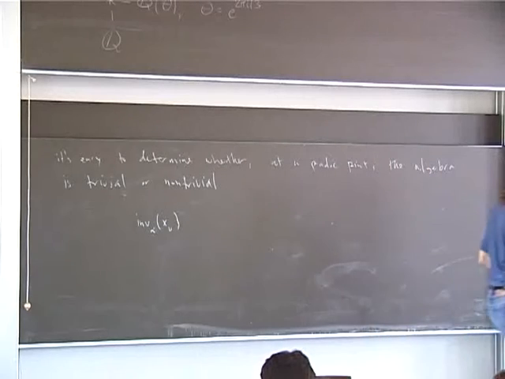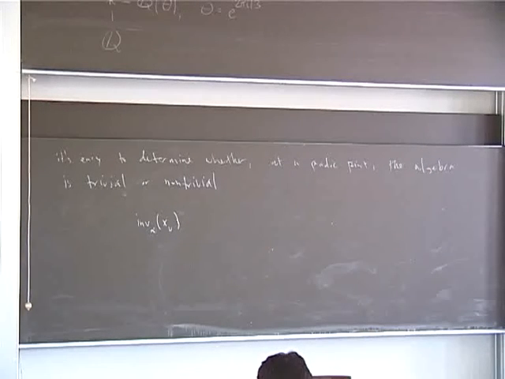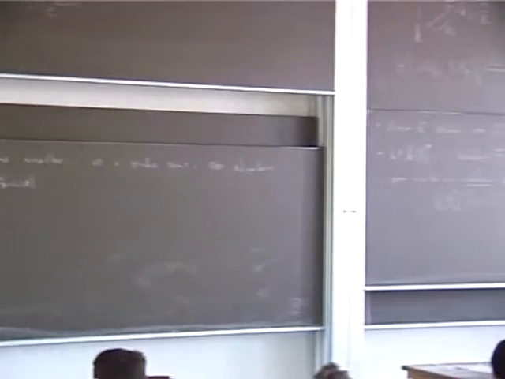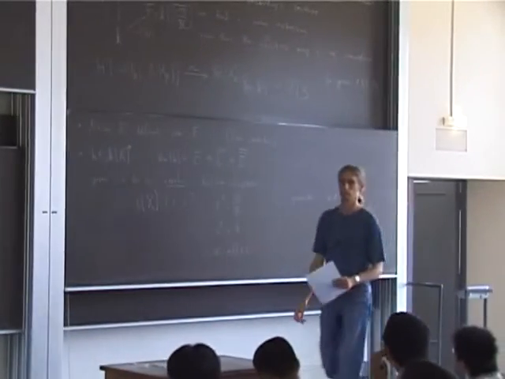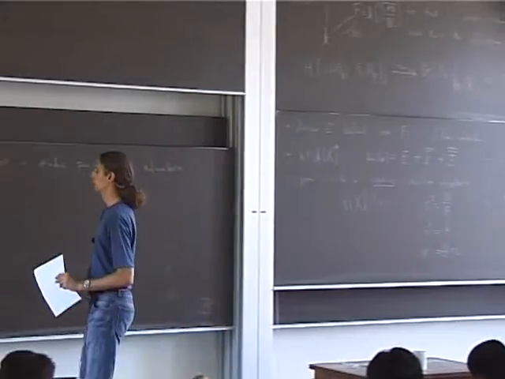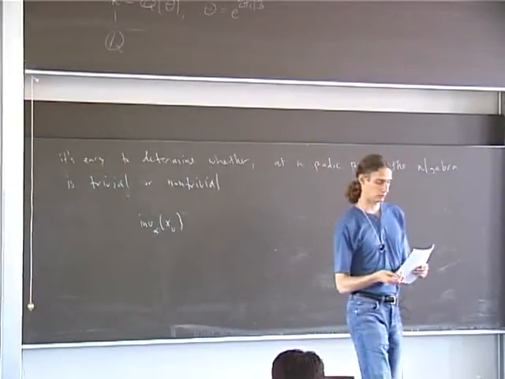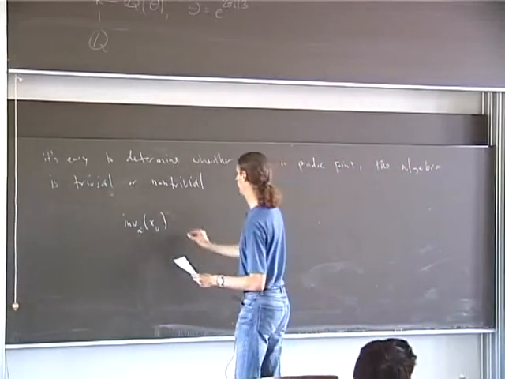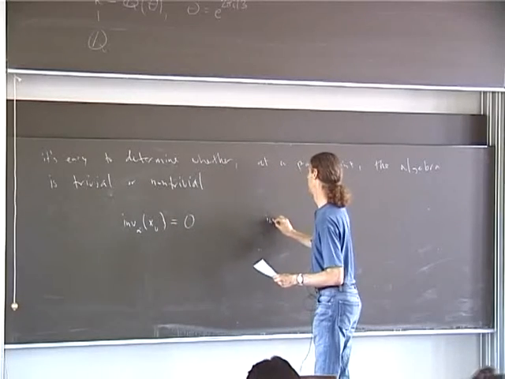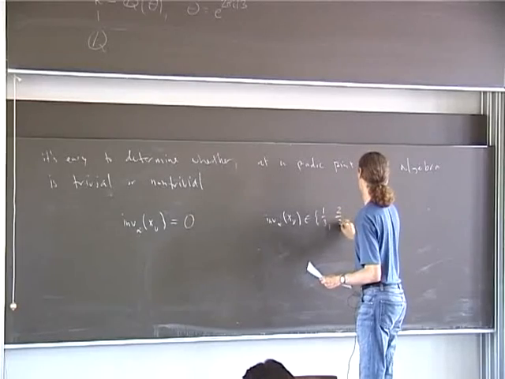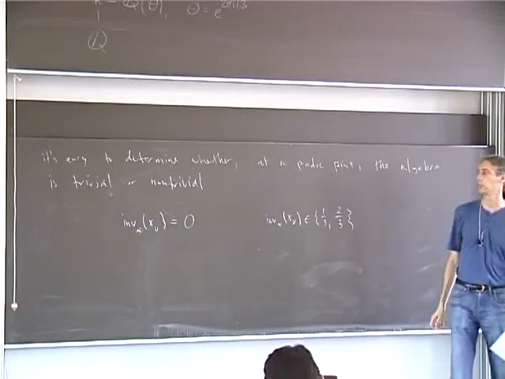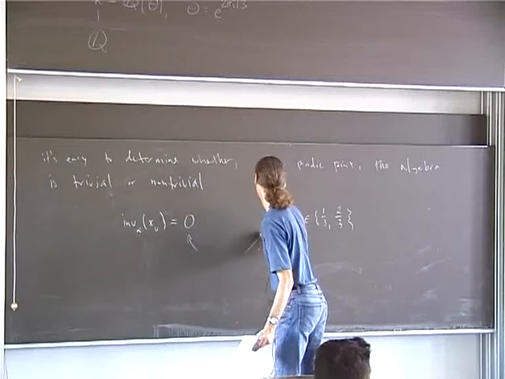Alpha, let's say, is this class. So this generates... okay, so the local invariant takes the values 0, 1/3, or 2/3, and we can very easily sort out these two cases.